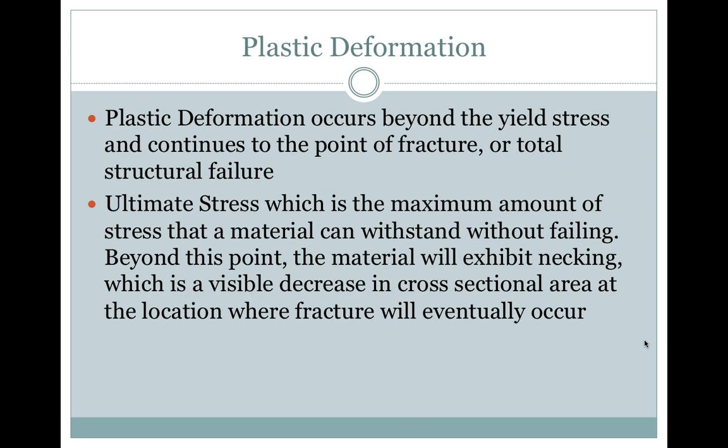Plastic deformation. Plastic deformation occurs beyond the yield stress and continues to the point of fracture or total structural failure. Ultimate stress, which is the maximum amount of stress the material can withstand without failing. Beyond this point, the material will exhibit necking, which is a visible decrease in cross-sectional area at the location where fracture will eventually occur.